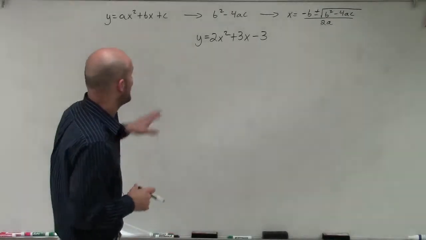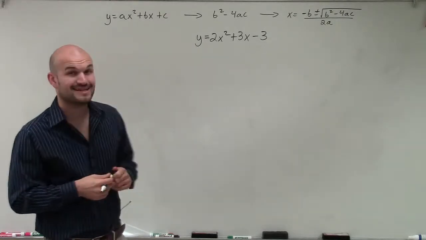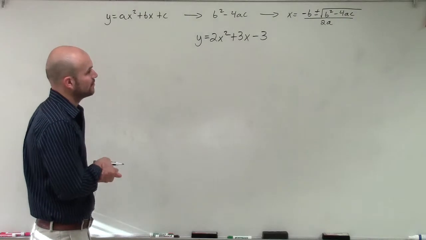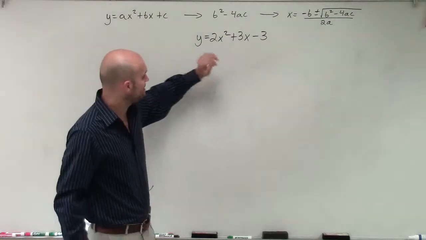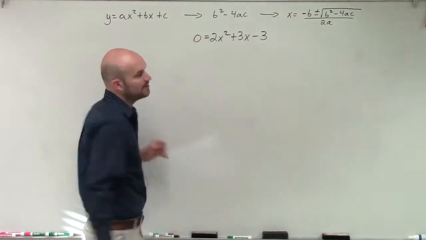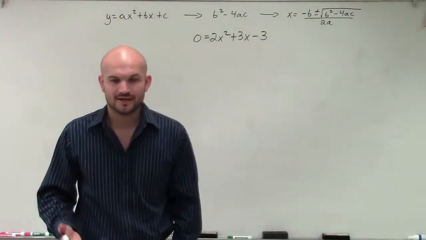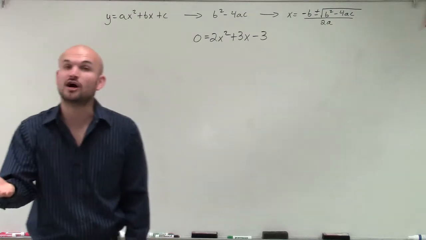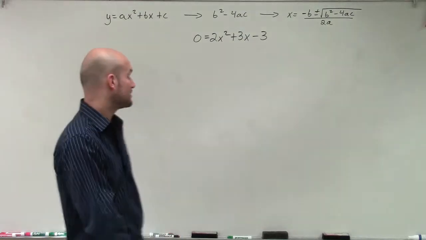So what I have here is y equals 2x squared plus 3x minus 3. And we're going to solve by using the quadratic formula. The main important thing is we want to find the values of x that are going to make our equation true when we have an output value equal to 0. And the quadratic formula is going to be able to find our solutions or our x-intercepts, just like we would if we were solving by factoring or solving by completing the square.